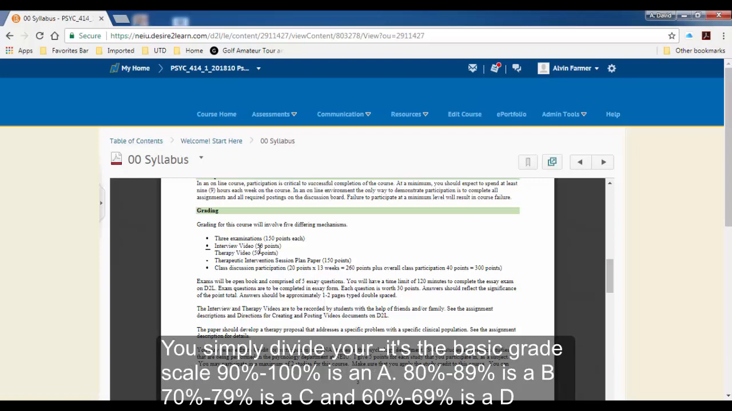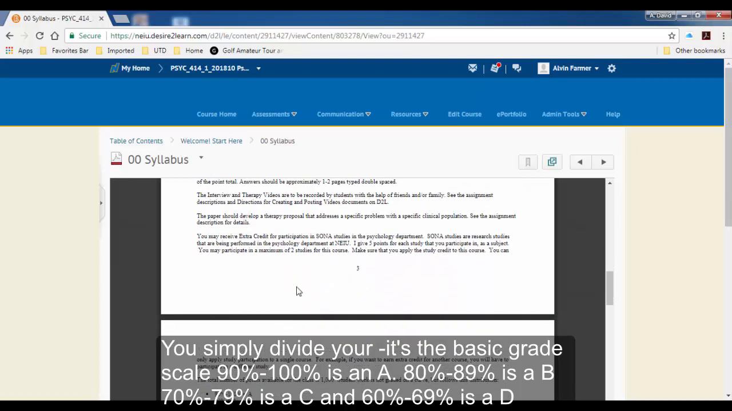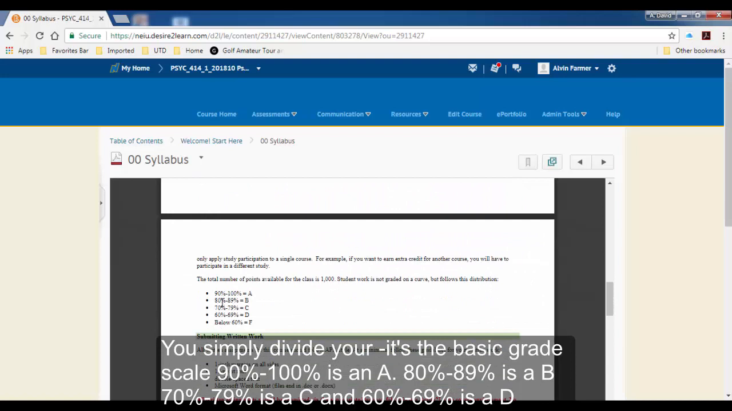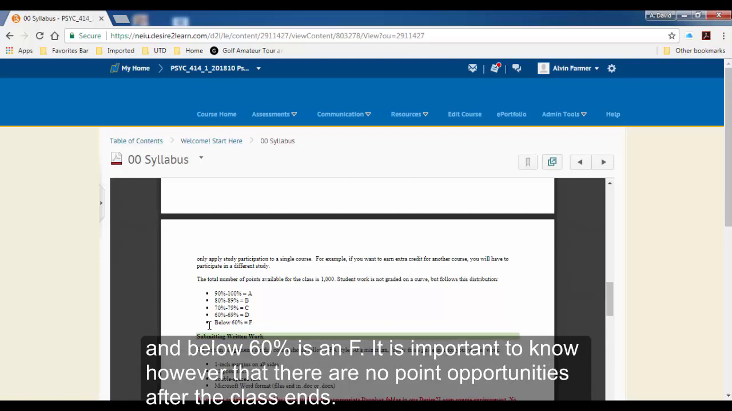And you simply divide, it's a basic grade scale. 90% to 100 is an A, 80 to 89 is a B, 70 to 79 is a C, 60 to 69 is a D, and below 60 is an F.